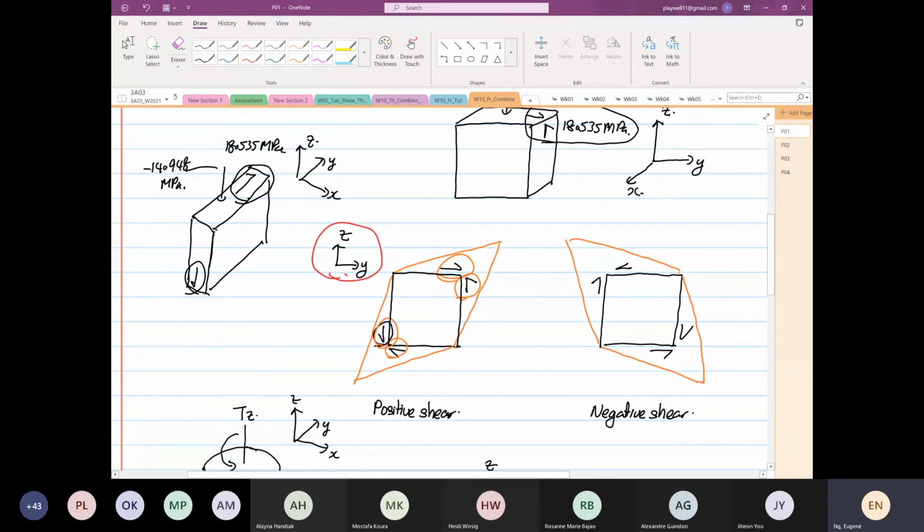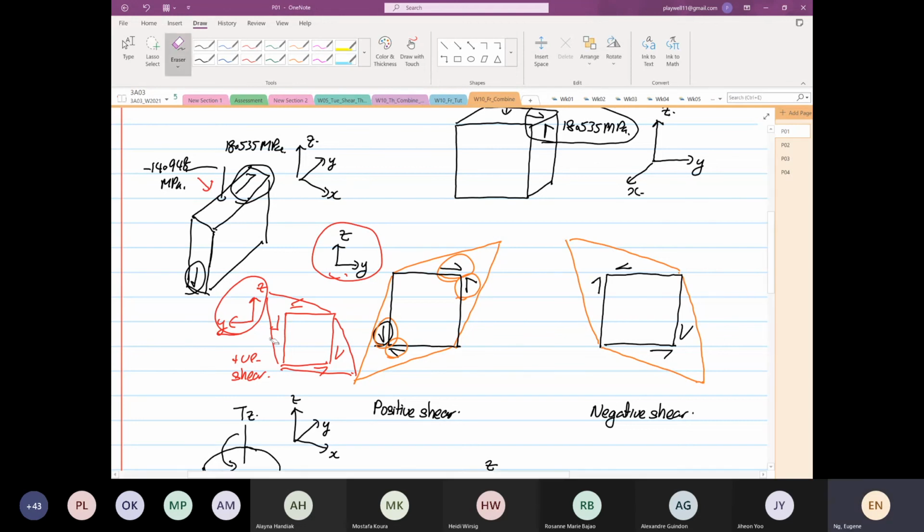So if I draw from the other side, if I view it from the inside, this is my Z, and this is my Y. So the transformation changes, right? So now it looks like this, and your deformation goes this way. If you draw it this way, then this will also be what? Positive shear. Okay, Roseanne. So it's relative to your transformation.